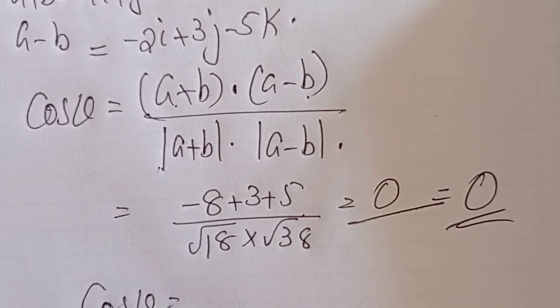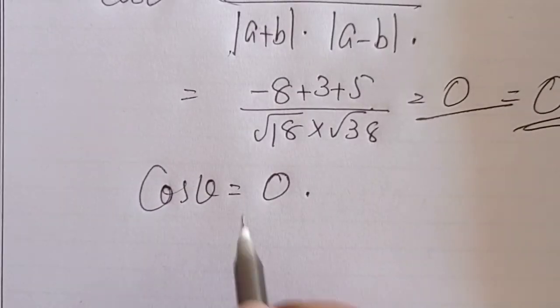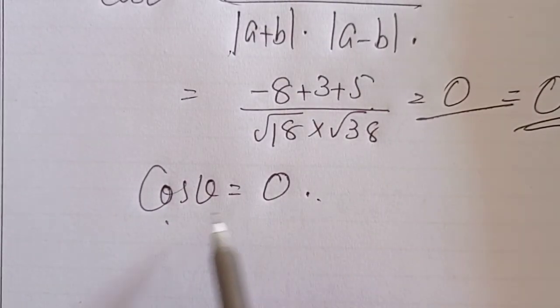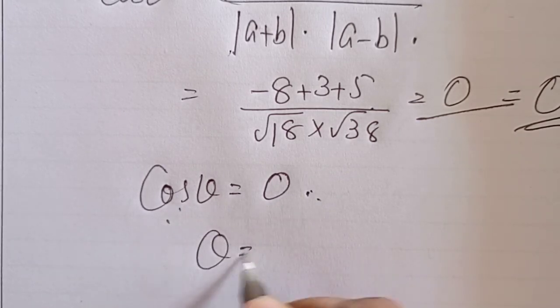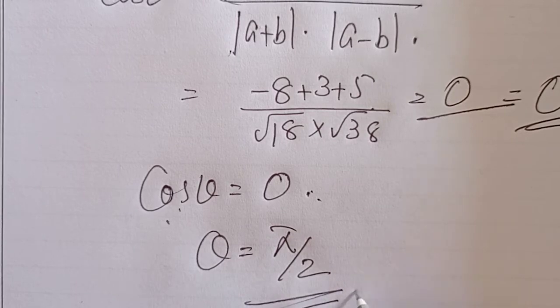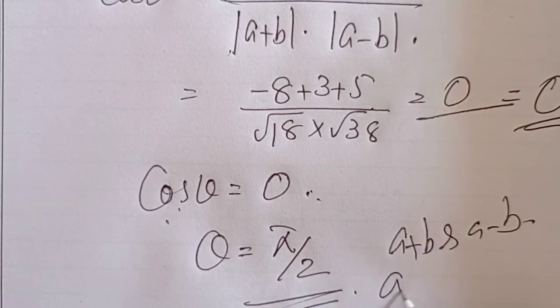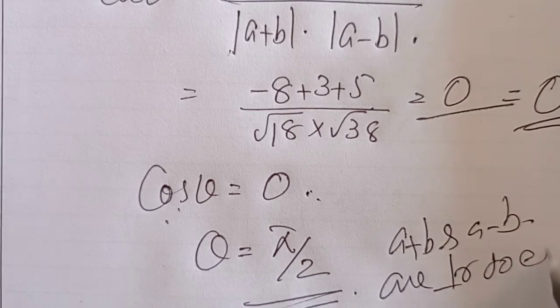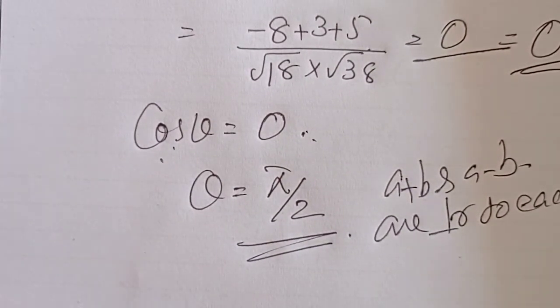Cos theta equal to 0 means the vectors are perpendicular. If cos theta equal to 0 means theta equal to pi by 2, or the vectors A plus B and A minus B are perpendicular to each other.